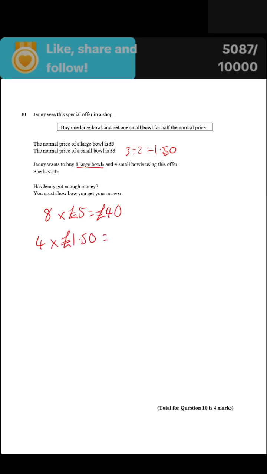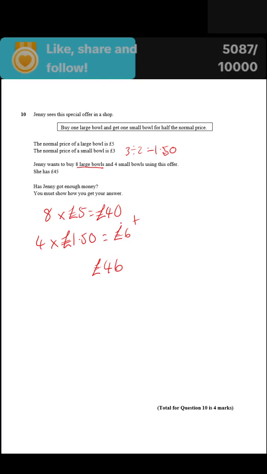If you're not too sure on how to do that, all we need to do when we multiply by 4 is double it, then double it again. £1.50 doubled is £3, £3 doubled gives you £6. So we add those two answers together, so we've got 40 plus 6, and that gives you £46.